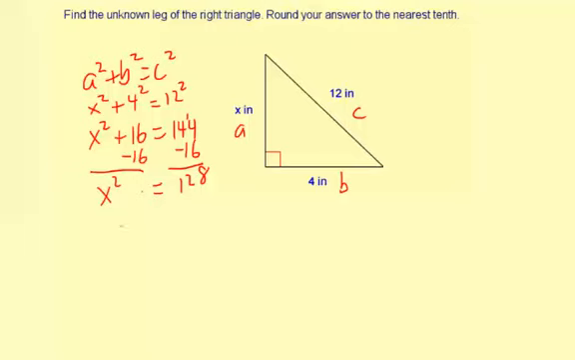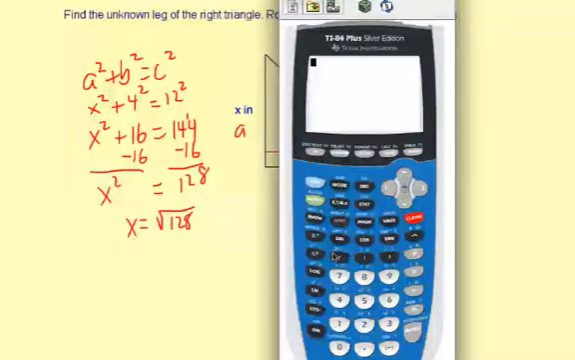So then to solve for x, we need to take the square root of this 128, because some number times itself makes 128. So x is the square root of 128. And like I said, the square root of 128 times itself makes this 128. So let's figure out what that number is. Let's go to the calculator here.